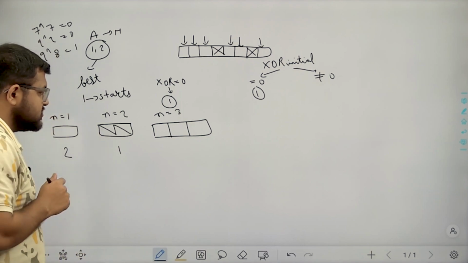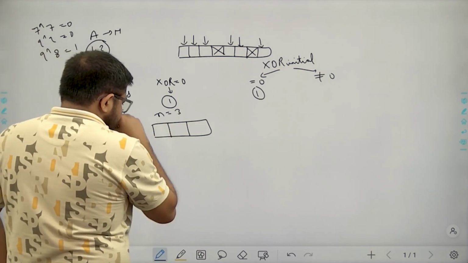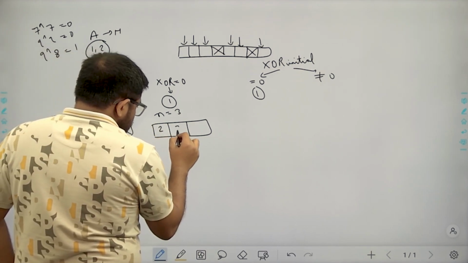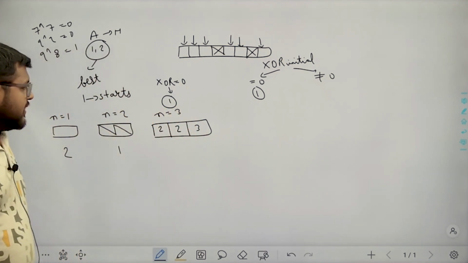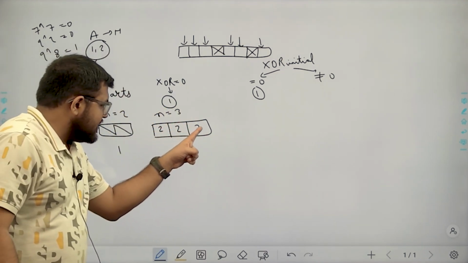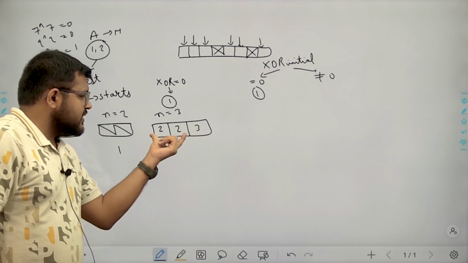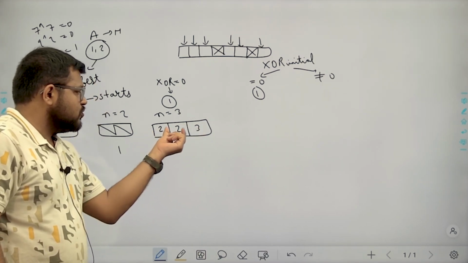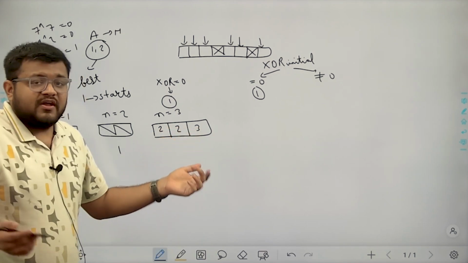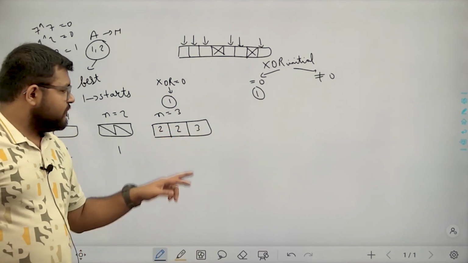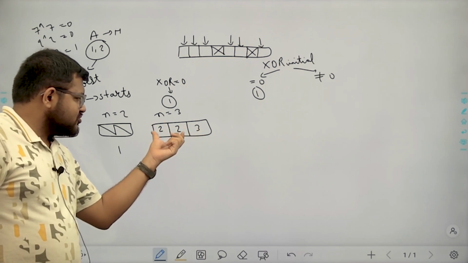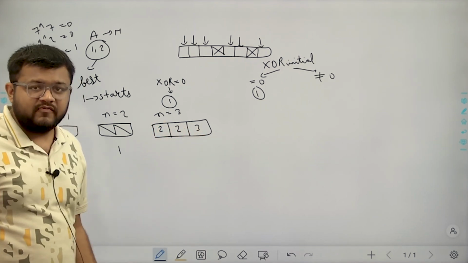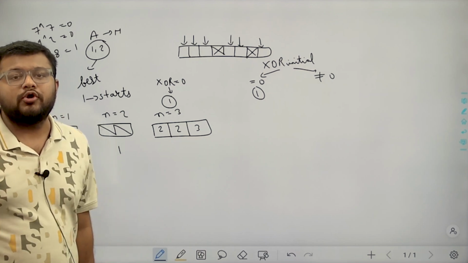See, there are 2 cases. So let me make it like this: 2, 2, 3. If player 1 removes an element such that the XOR of the remaining elements is 0, because if player 1 removes 3, the XOR of the remaining array is 2 XOR 2, which is 0, then player 1 will lose. If player 1 removes an element such that the XOR of the remaining array is 0, then player 1 will lose, obviously. So player 1 will not do that.